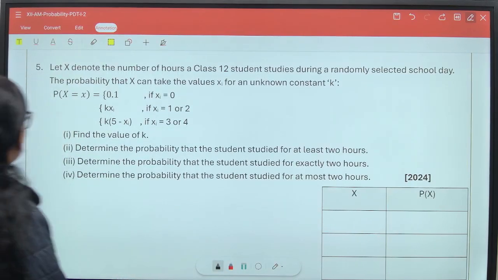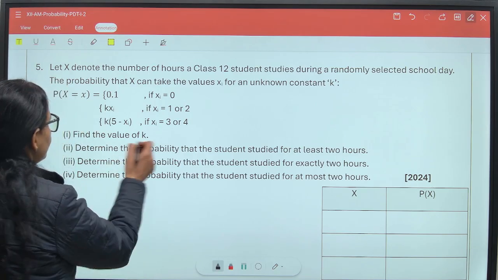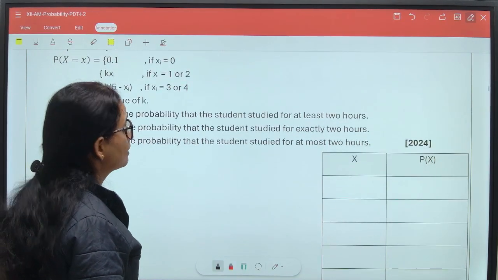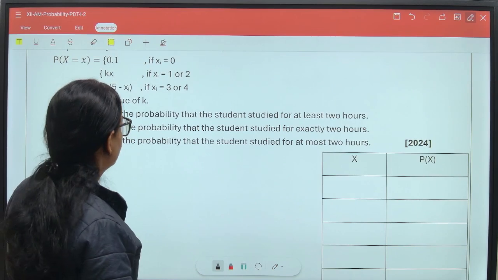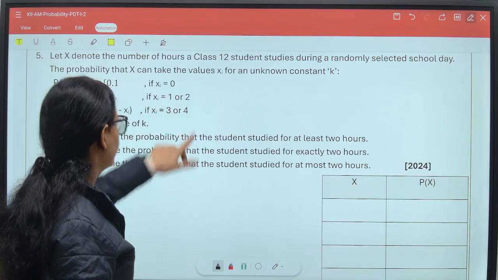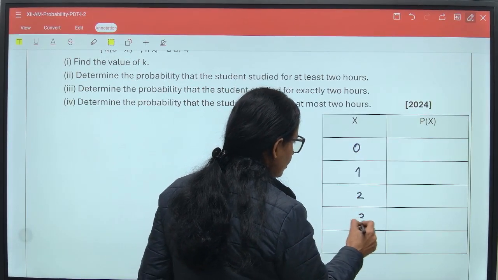Now let x denote the number of hours a class 12 student studies during a randomly selected school day. The probability that x can take the values xi for an unknown constant k is given to you. Find the value of k. So we need to find the value of k. So the first step is, let's prepare the probability distribution table. So what are the possible values of x? It can have 0, 1, 2, 3 and 4. So let's fill those values 0, 1, 2, 3 and 4.